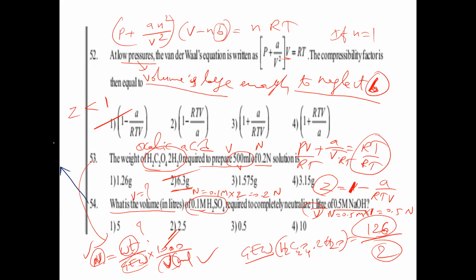So N1 V1 is equal to N2 V2. From this, what do we have to get? V1 we have to get for the acid. For the acid, normality is given, and V1 we have to get. The answer will be 2.5. So N1 V1 is equal to N2 V2: here N1, you take this one, it is N2 and V2, and V1 is what they asked here.